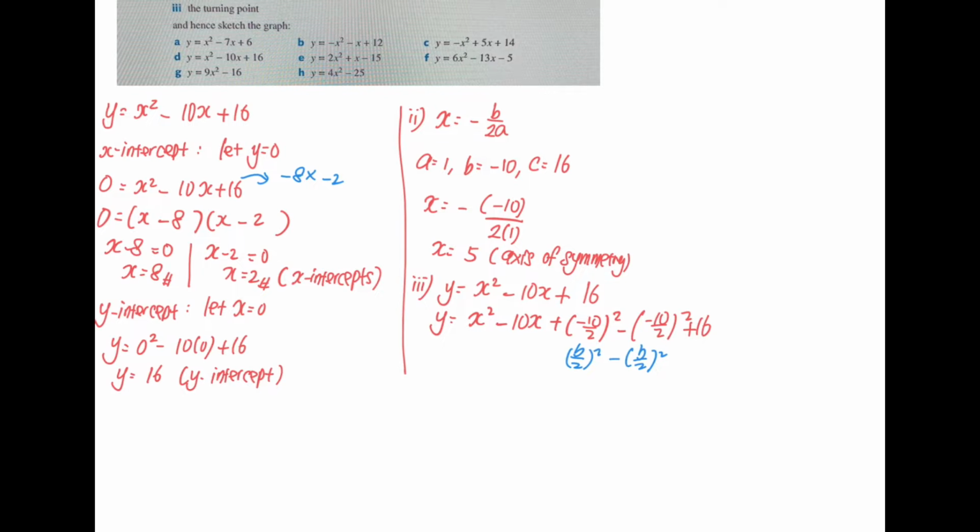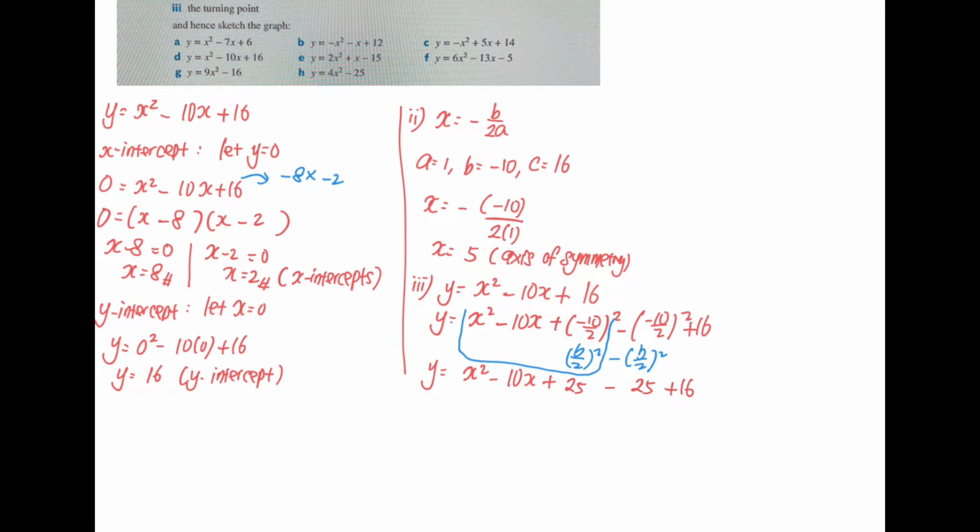Then for the first three terms, we have to factorize. Let me simplify it this way first: x squared minus 10x plus, okay, minus 10 over 2 is minus 5. Minus 5 squared becomes 25. So this is going to be 25, and this is minus 25, plus 16.